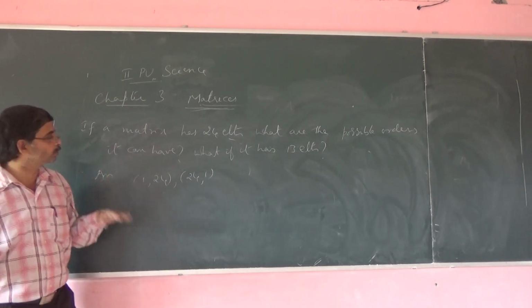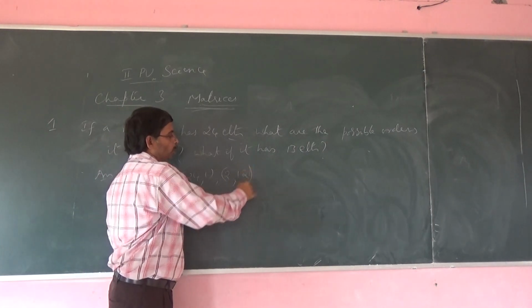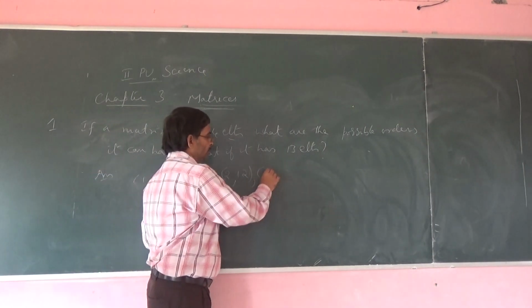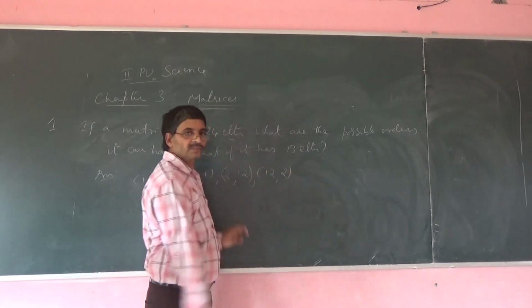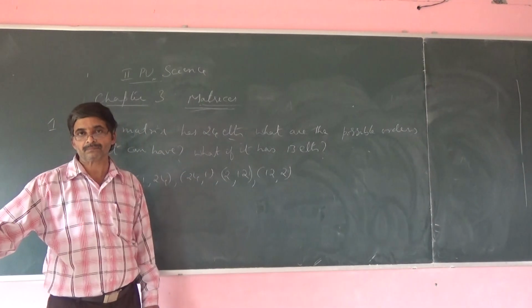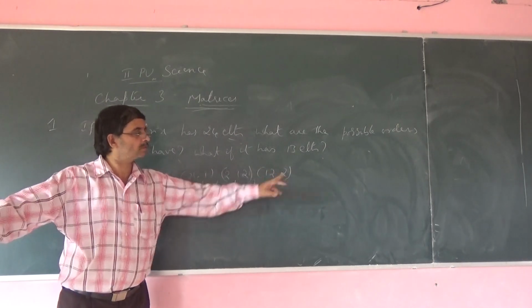Next one, starting with 2. So if you start with 2, 2 into 12 is 24. Same way, 12 into 2 is 24. This represents number of rows, number of columns.